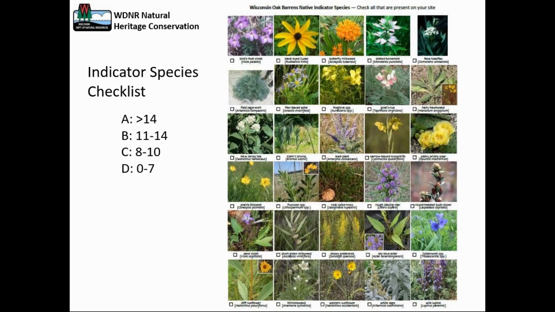But we tried to pick species that were relatively easy to identify and that were relatively widespread in the state. We tried to avoid species that only occurred in the northeast, northwest, or only occurred along the lower Wisconsin Riverway. And the idea is that they hopefully are easy to identify at the time of year when you would do this monitoring, which we recommend being like July to August for a number of reasons.